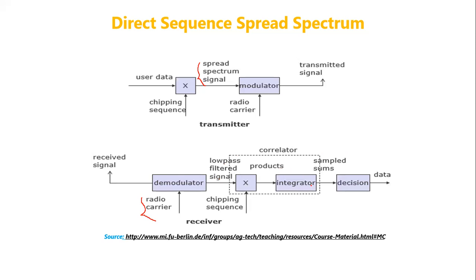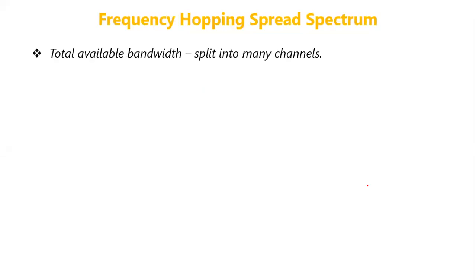Then the signal will be passed to the final decision unit, which will convert this signal to the actual data. So this is how direct sequence spread spectrum works. The next kind of spread spectrum that we'll be discussing is frequency hopping spread spectrum.